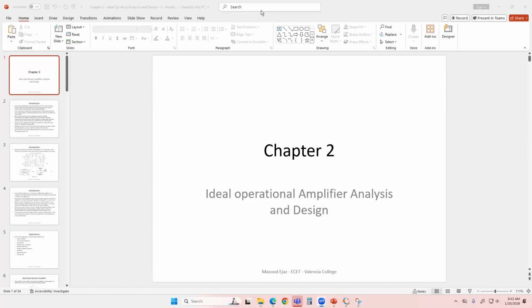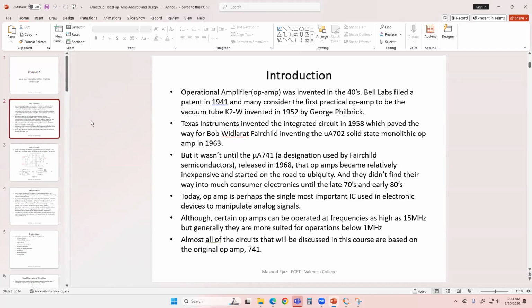So we are going to start the second chapter today, and we are going to do around half of this chapter today and continue this next week.